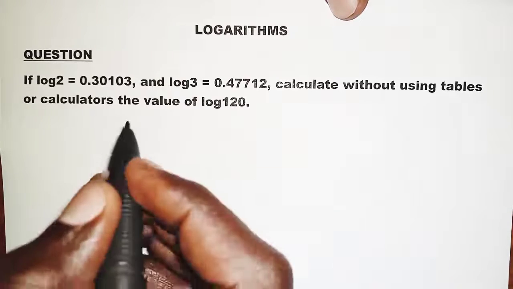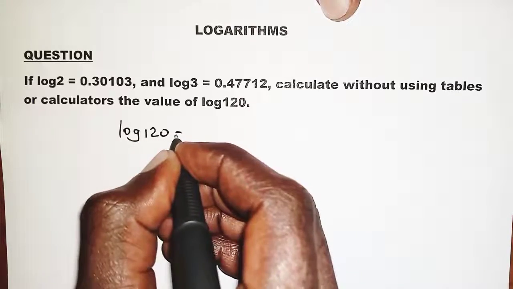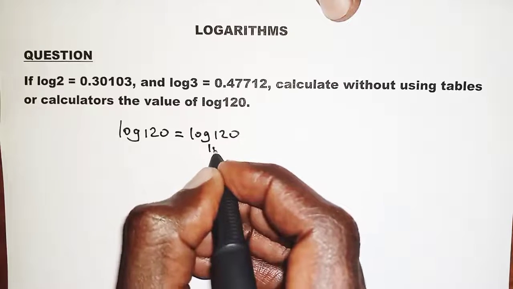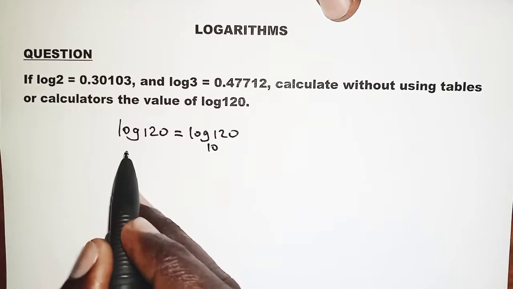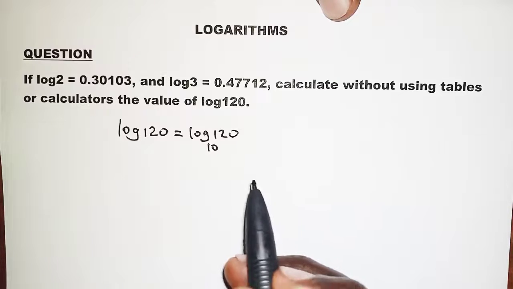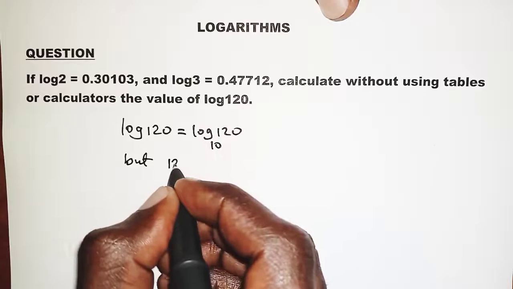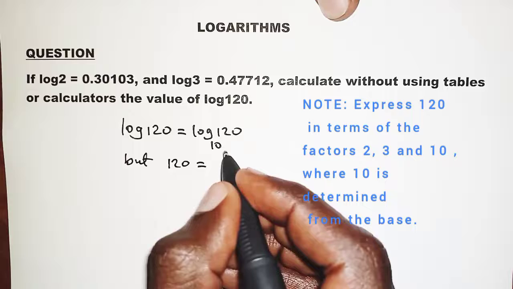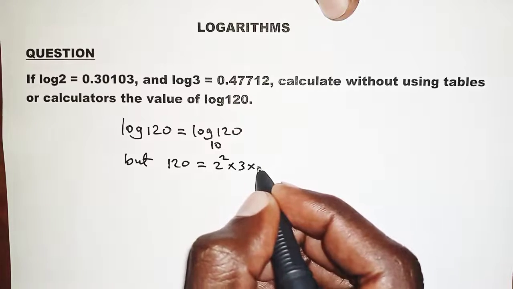So the first thing we need to note here is that logarithm of 120 is the same as logarithm of 120 to base 10. So this is a common logarithm, and common logarithms are to base 10. We may not indicate it here, but we know it is to base 10. So with that idea, we also need to express 120 as a product of its factors. So 120 factorized will be 2 squared times 3 times 10.